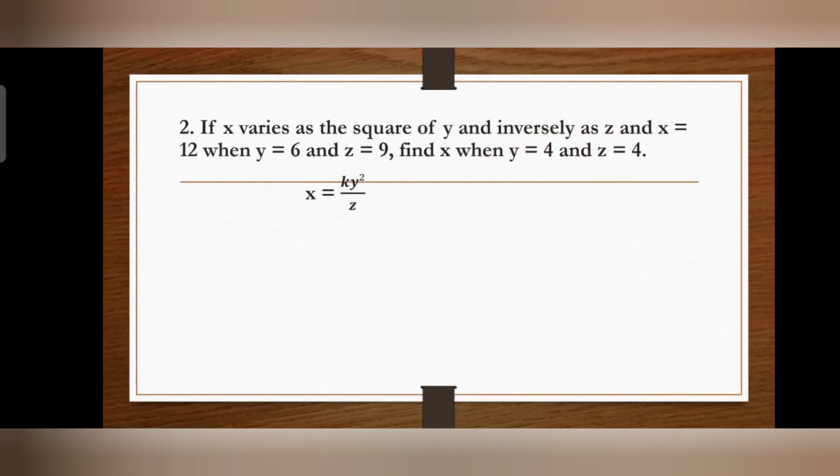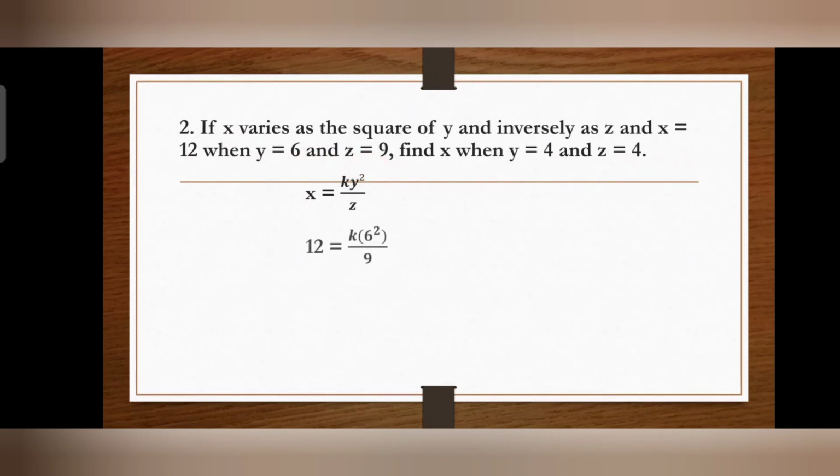Like I said earlier, your hint that you should divide by the variable is the word inversely. So, and inversely as z, it means divided by z. So, we now have an equation. Next is we will find the value of k, which is the constant of variation, so that we can get the value of x. The values of x, y, and z that we will use to get k are these. X is equal to 12, y is equal to 6, and z is equal to 9.